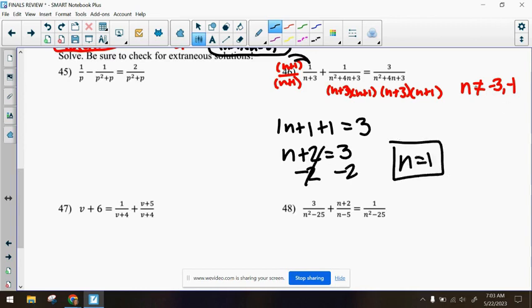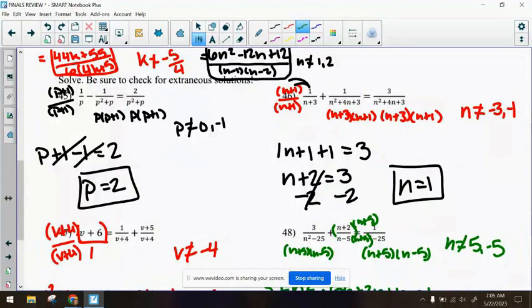I know that's a good solution because it does not match any of my restrictions. At this point, go ahead and pause the video, try the remaining solving questions, and resume to check your work. So the answer to number 45 was p equals 2.